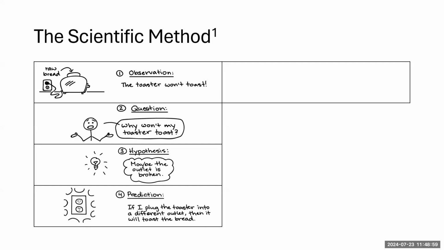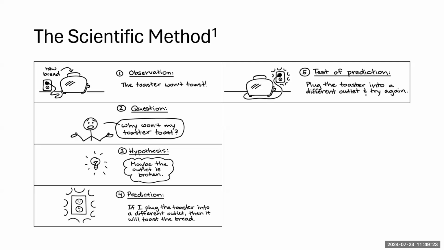The comic makes the prediction, if I plug the toaster into a different outlet, then it will toast the bread. We now have a question, a possible explanation, and have designed an experiment to test it. The only thing left to do is to actually carry out the experiment. What steps might you follow to carry out your experiment? You can write those down in the fifth box.